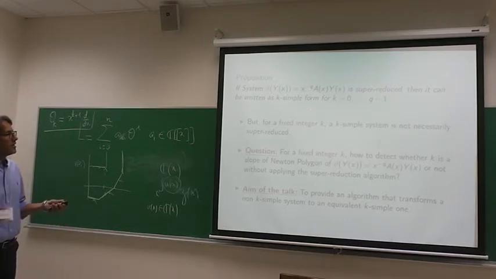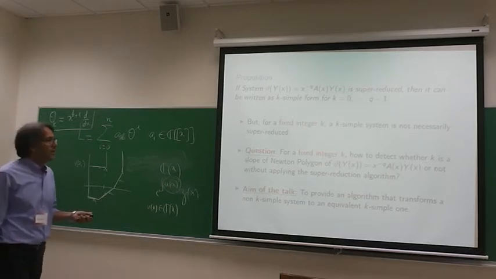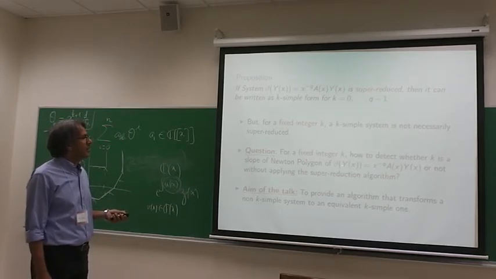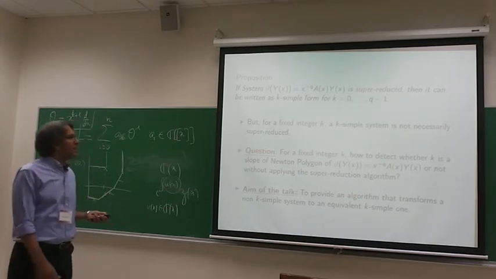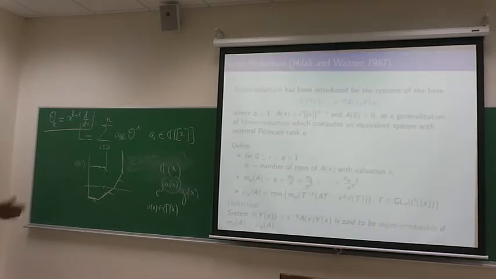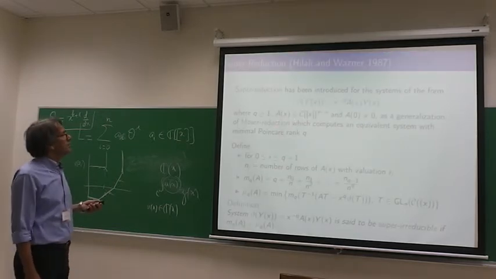So, given a fixed integer K, how to detect whether K is a slope of the Newton polygon or not without applying this super reduction algorithm? I don't want to apply it because it costs more. Anyway, I want to do this directly.